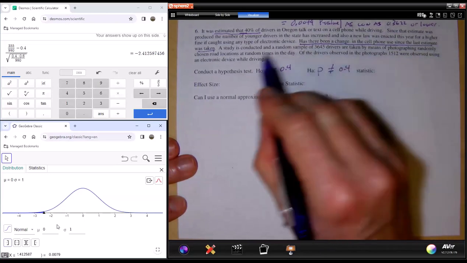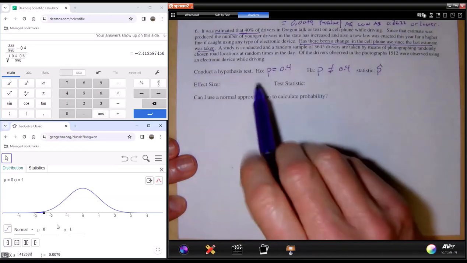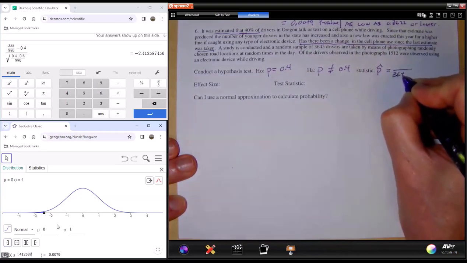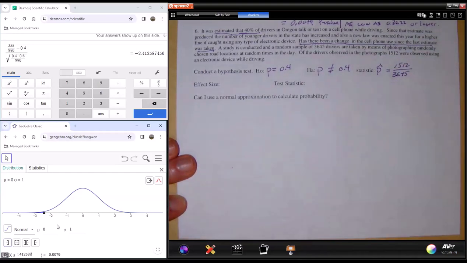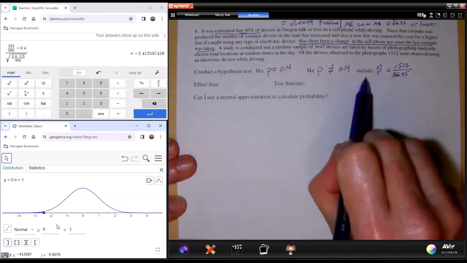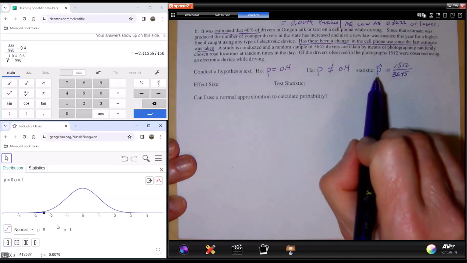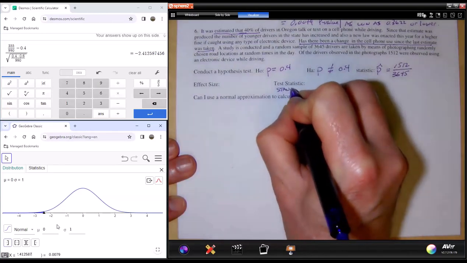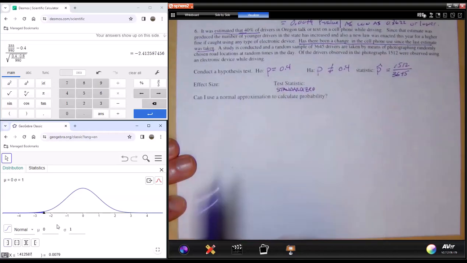What's my statistic? Well, the statistic has to come from a sample. In this case, again, it's p-hat, the estimate of population proportion. And it looks like we had a sample of 33,645 drivers, and 1,512 were observed using electronic devices. That's my statistic. Notice there's a difference between statistic and test statistic. Make sure you remember the difference. The statistic is the estimate of my population. The test statistic is a standardized measurement. Okay, so this is the standardized version.